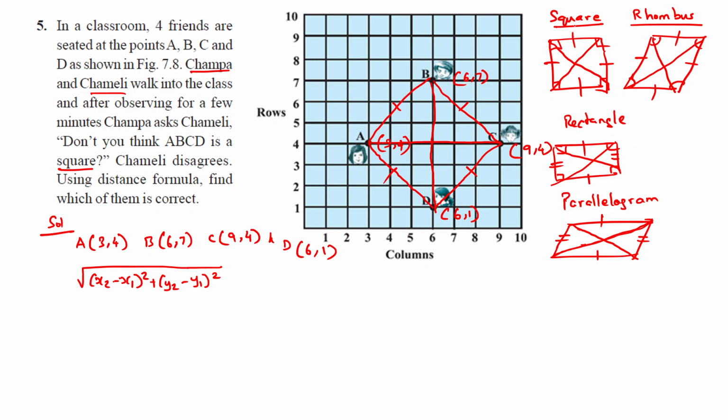A rhombus is the tilted version of a square. And also in a parallelogram, two angles are acute and two angles are obtuse. The angles are not 90 degrees. That's why we need to find the length of the diagonals also.